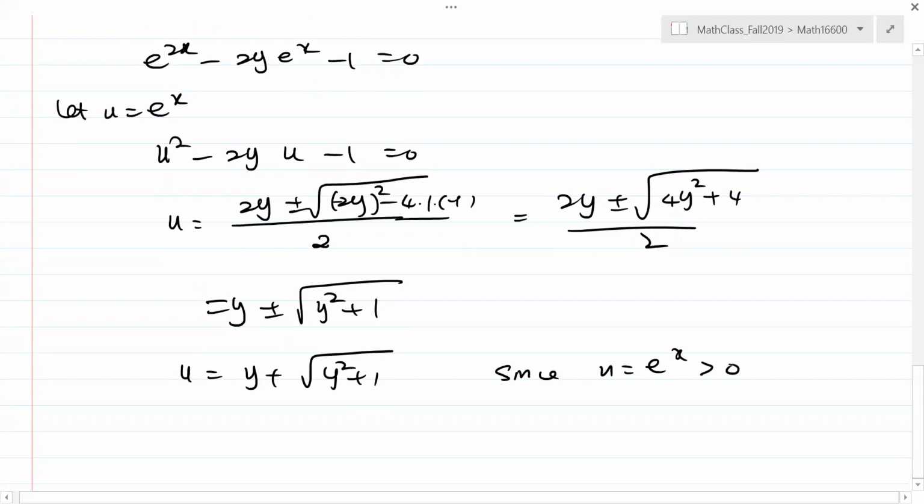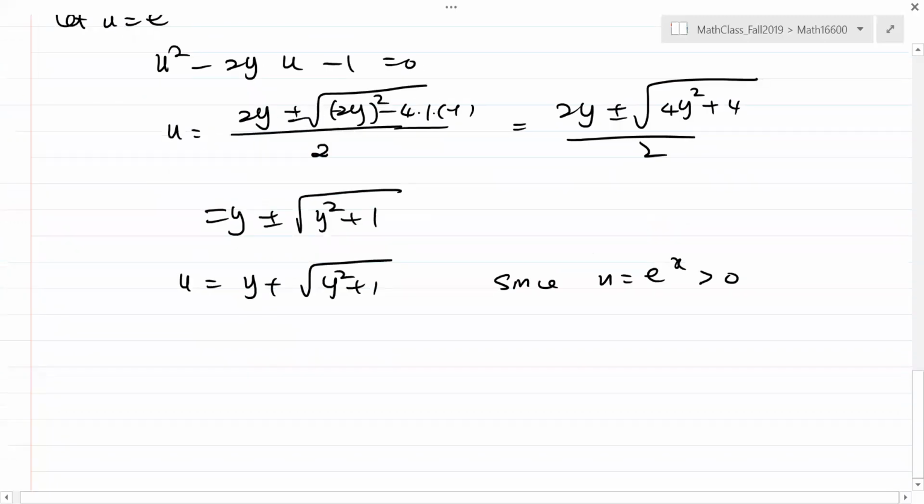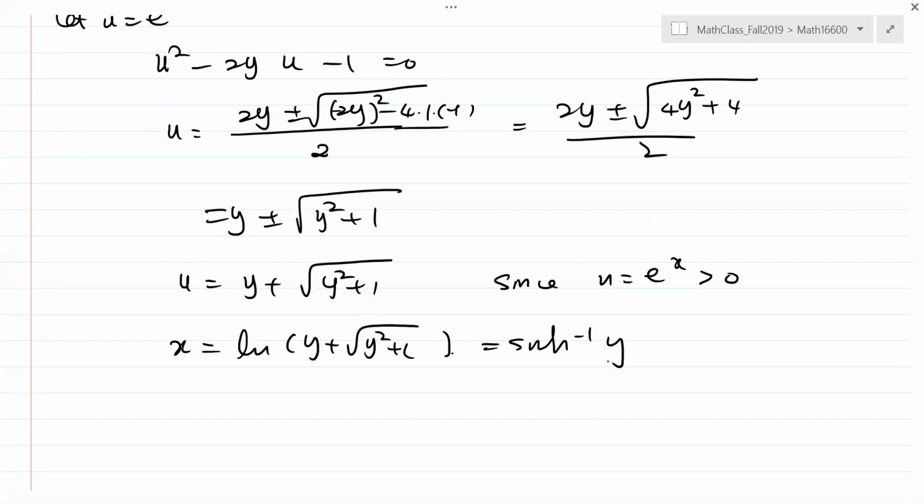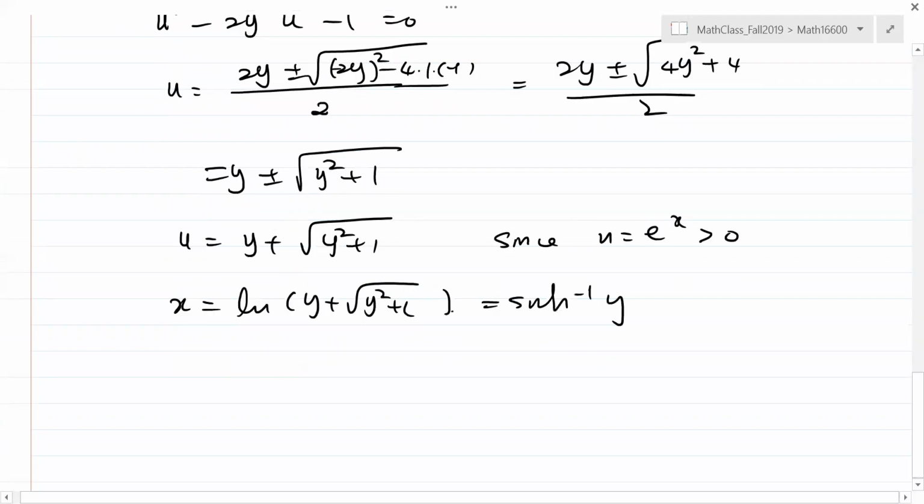All right, so now u equals this. So x is going to be the natural log of y plus the square root of y squared plus 1. Okay, so this is nothing but the inverse of hyperbolic sine x. All right, so we actually get this formula for the inverse.